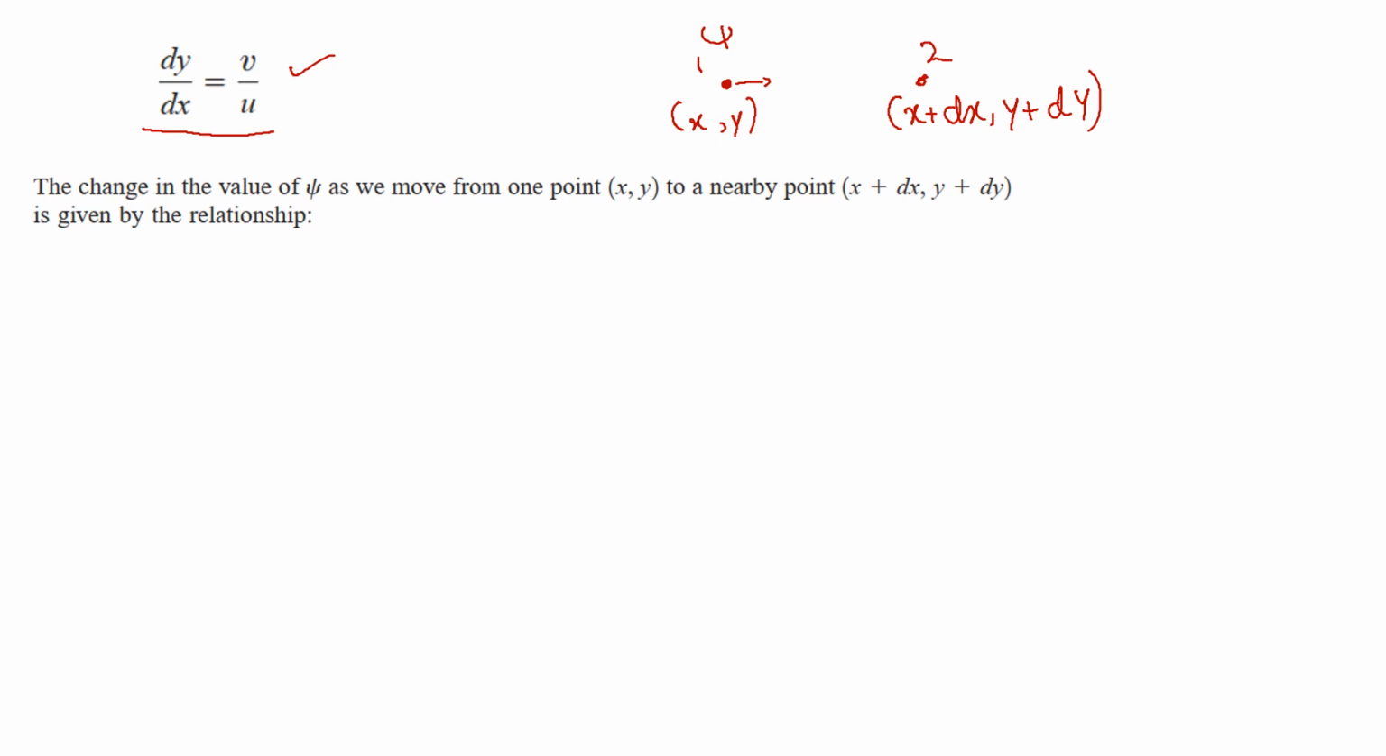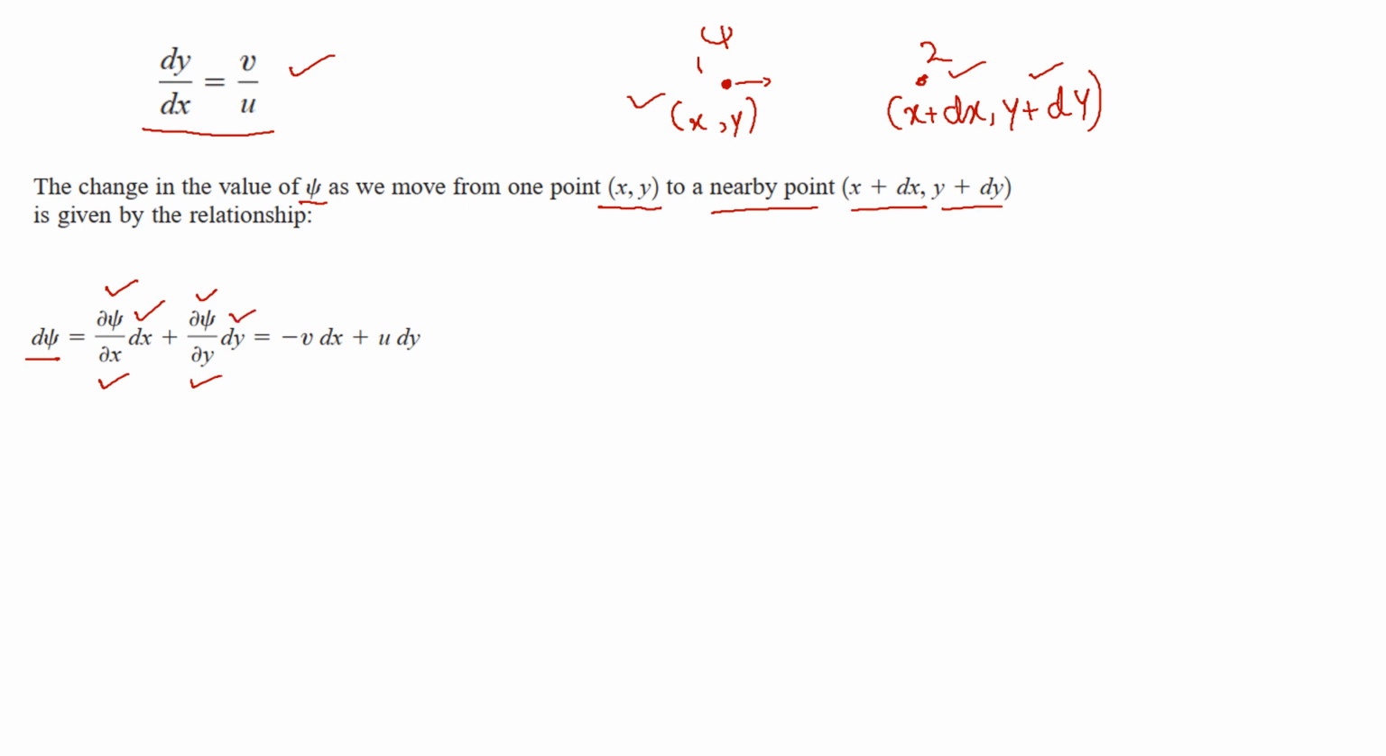So let's see that the change in the value of psi as we move from one point x, y to a nearby point, that is x plus dx and y plus dy, is given by a relation. We can actually write a relation for the change in psi. That change in psi, that is d psi, is equal to the partial change in psi along x times dx plus the partial change in psi along y times dy.